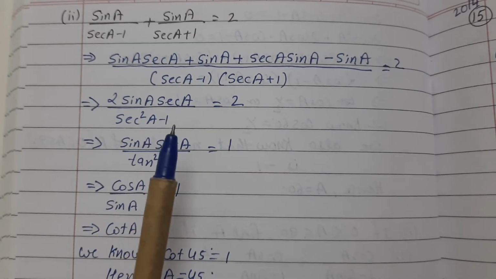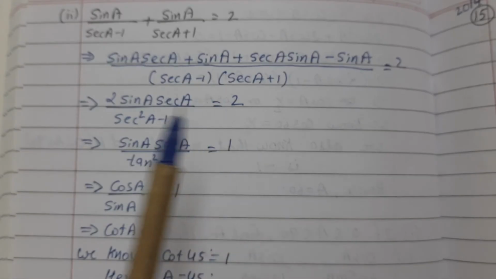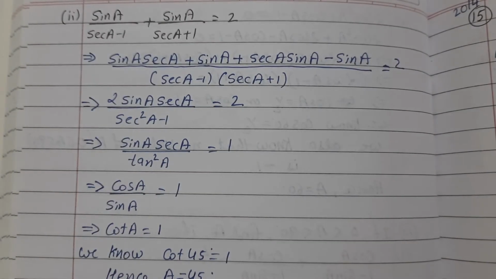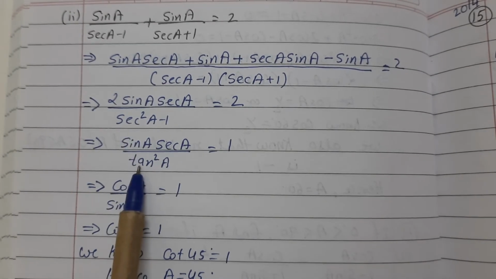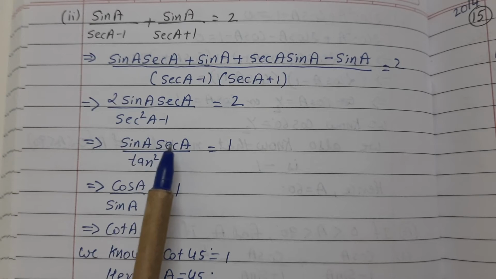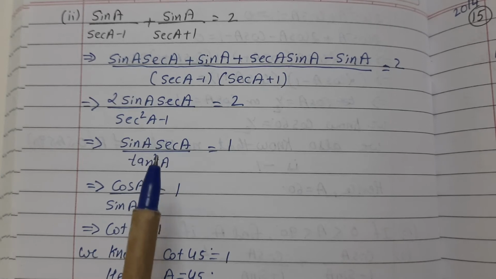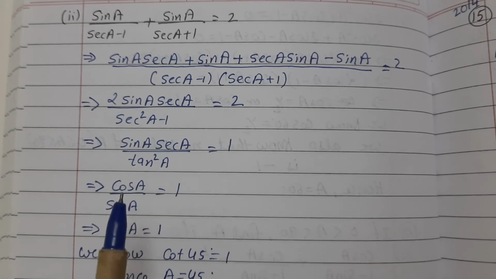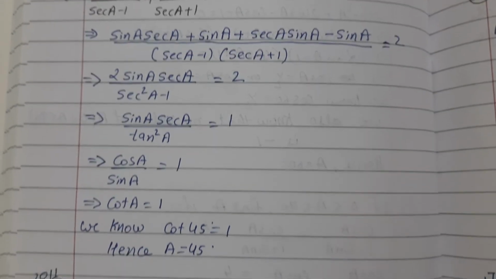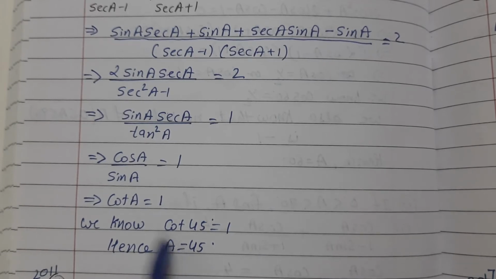Sec square A minus 1 equal to... 2 cancel each other. Sec square A minus 1 is tan square A. So sin A upon sec A is sin A upon 1 upon cos A, so sin A upon cos A is tan A. So tan A upon tan square A is 1 upon tan A. 1 upon tan is cos upon sin, when you write in the numerator, cos A upon sin A equal to 1. Cos A upon sin A is cot A equal to 1. We know cot 45 degree equal to 1, hence A equal to 45 degree.